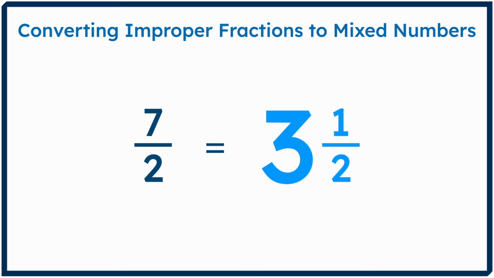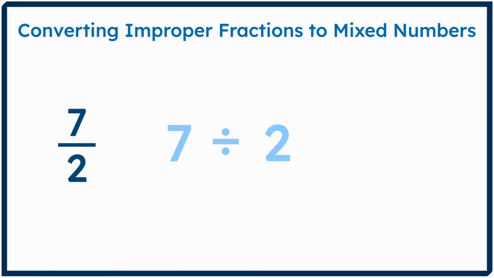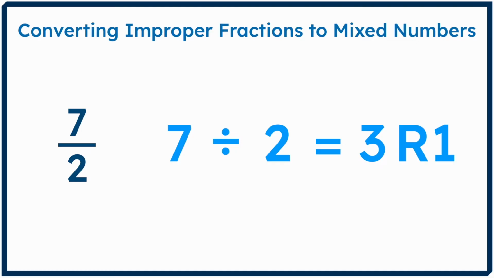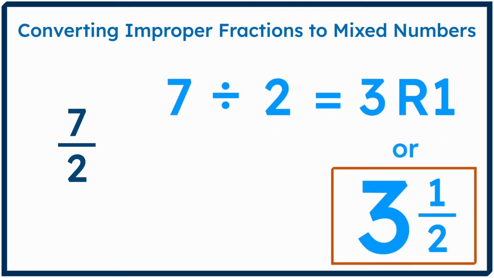Now, we don't need to make a model in order to convert an improper fraction to a mixed number. We can actually do this by dividing our numerator, which in this case is 7, by our denominator, which in this case is 2. You can think of it as splitting 7 into groups of 2 and seeing what we end up with. When we divide, we get 3 with a remainder of 1. And since we're dividing by 2, we can rewrite the remainder as 1/2. So again, we have 3 1/2.